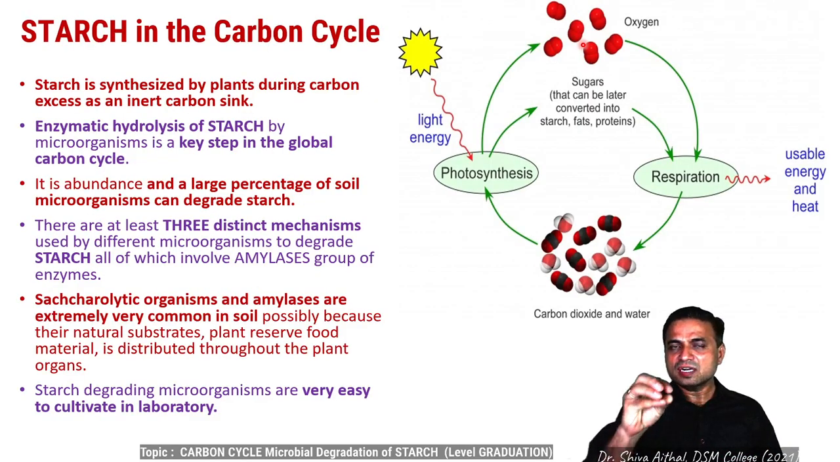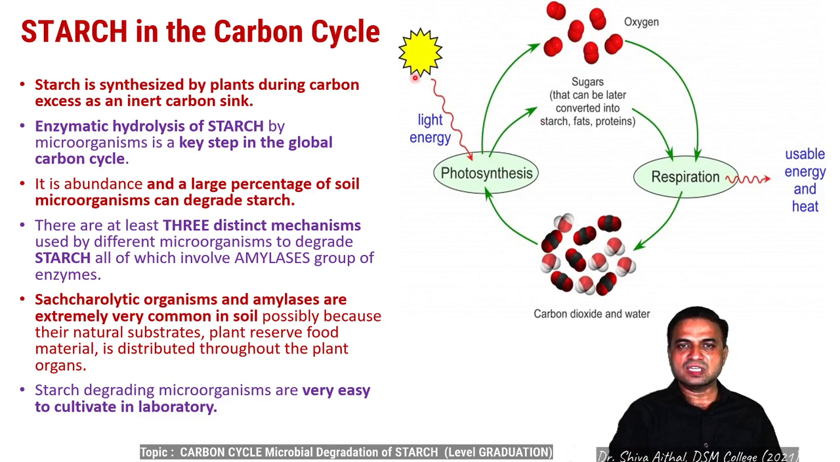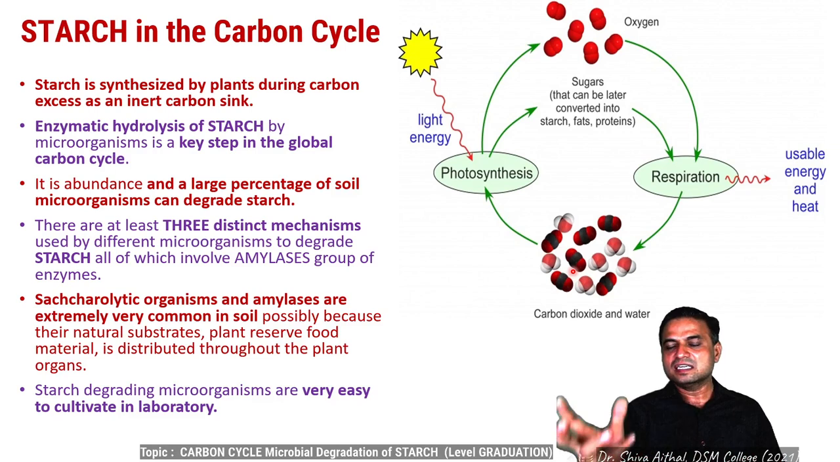So this is the carbon cycle and the role of starch. Where does starch fit in the carbon cycle? In photosynthesis, from the sun's energy, sugars are formed which can later be converted to starch, fats, proteins, etc. By respiration, and when the animal dies, that carbon is released back into the atmosphere. So starch is one important carbon source synthesized by plants during the carbon cycle. When there is an excess of carbon in the sink, it starts to store it as reserve food material.